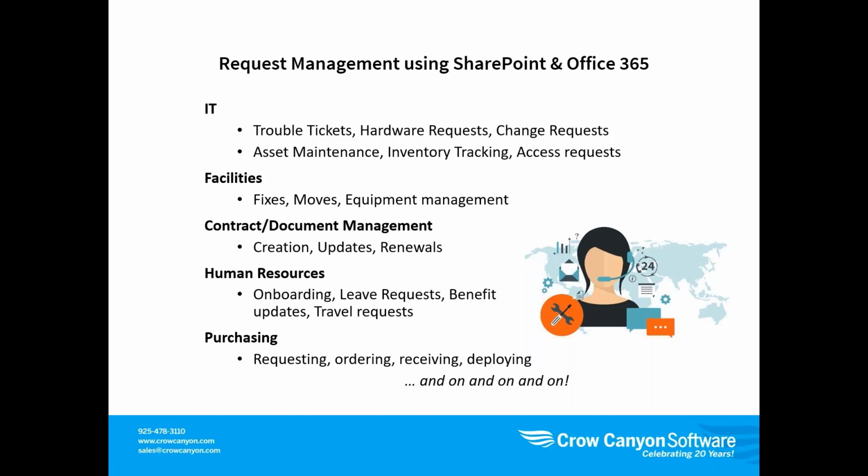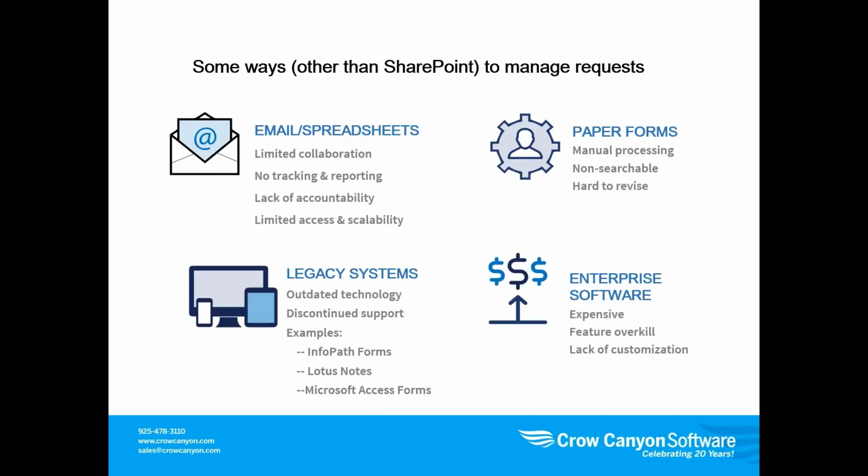Marketing has marketing collateral to deal with, or office administration, so there are many uses for business process automation within an organization. So we look at some other ways, other than SharePoint, that people are using to manage requests, and this is where we start to see the process break down a little bit. If people are using emails and spreadsheets, then they're very limited in collaboration. It's hard to track. They get lost in the inbox, or the spreadsheet isn't accessible when it needs to be. Maybe you can't find it on a mobile device, or it's on a network share you don't have access to. There are all kinds of problems.